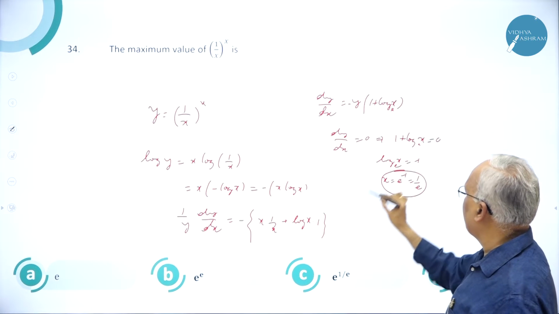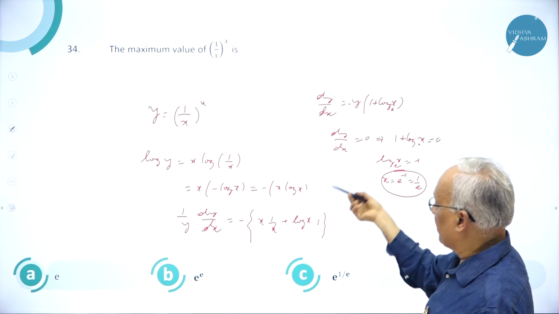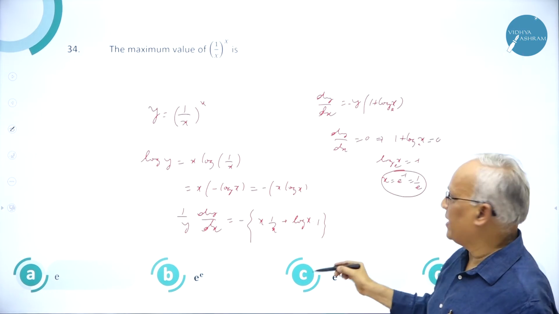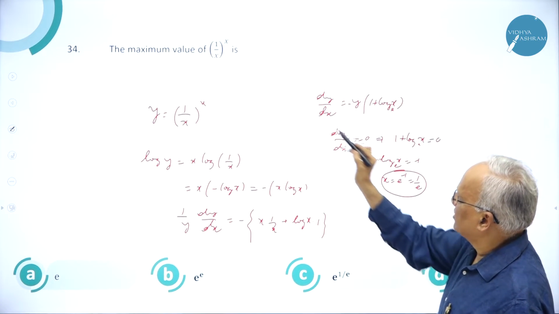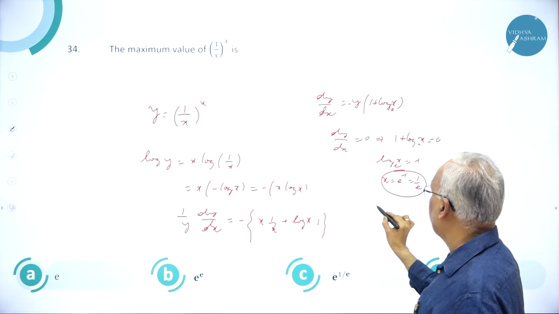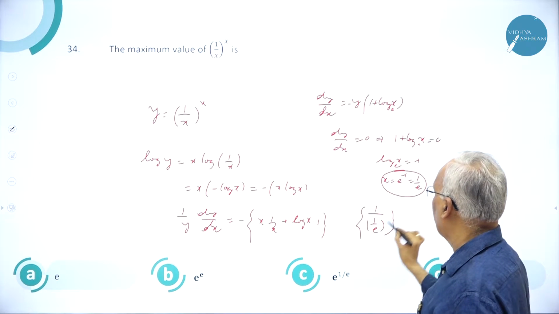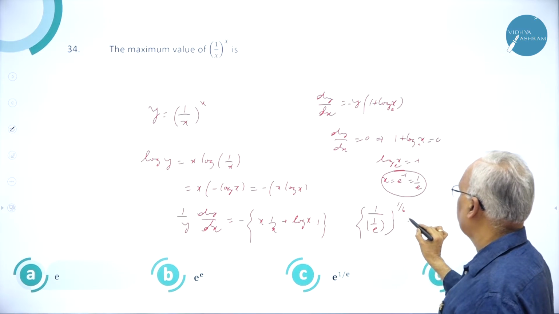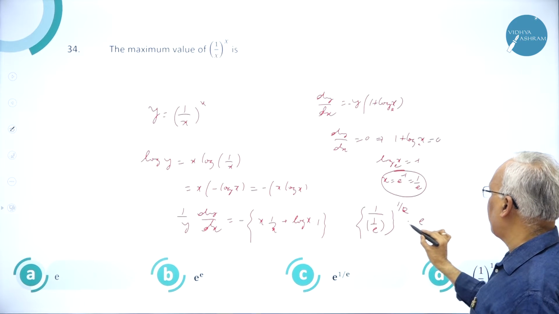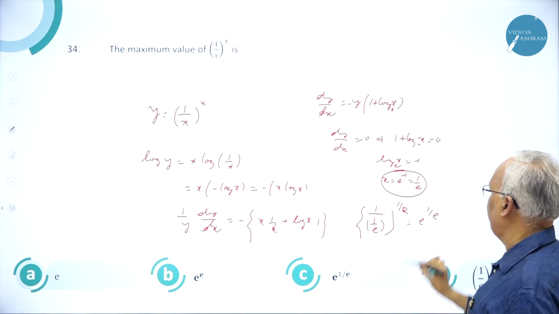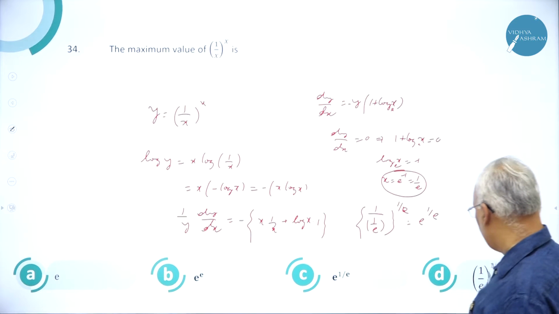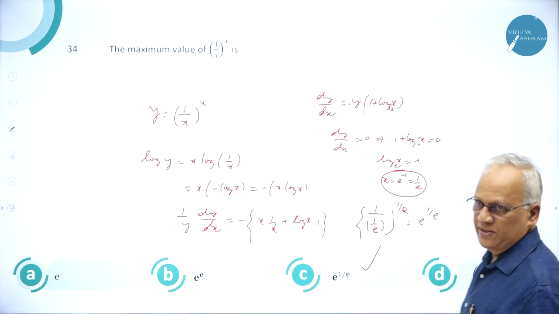Because it is the only turning point, don't waste your time on the second derivative. You can say maxima at 1 over e. So the maximum value is 1 over e to the power 1 over e, which is equal to e to the power of 1 by e. E to the power of 1 by e is the answer. So it is C. C is the answer.